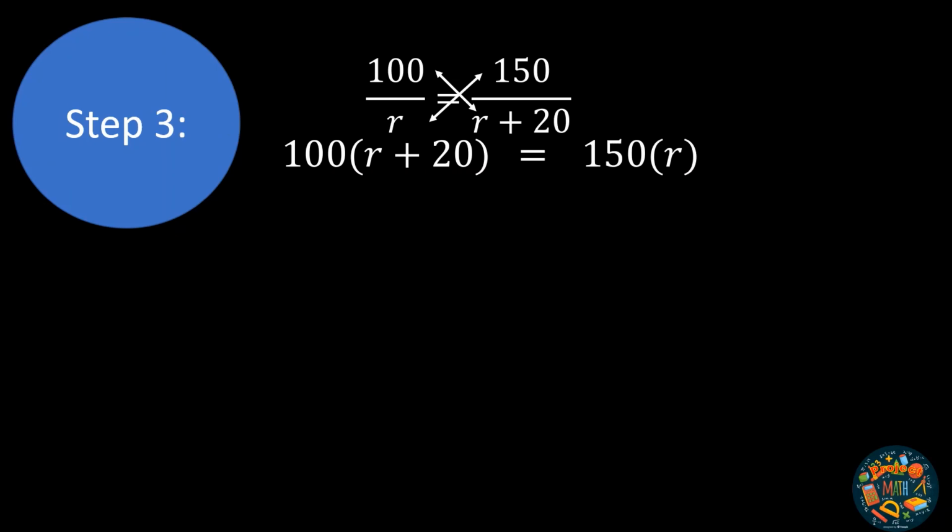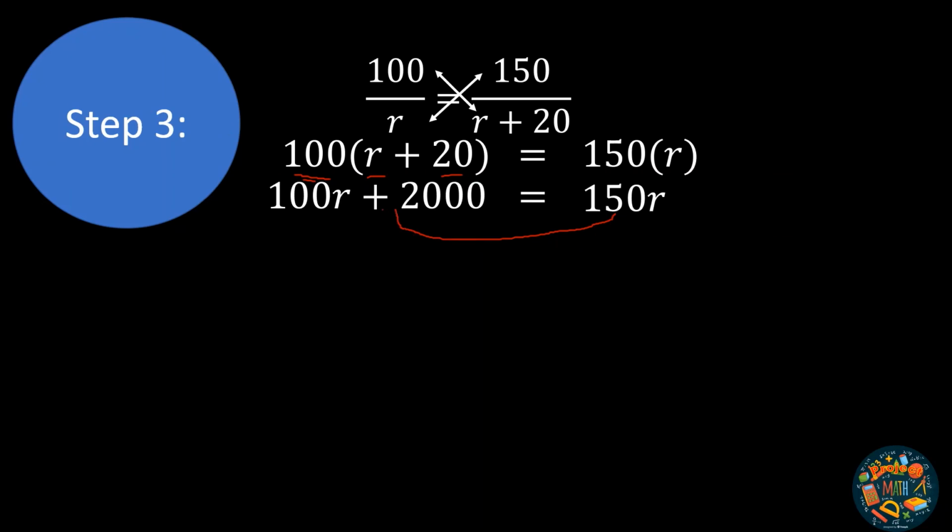So we are going to use distributive property. So multiply 100 times R and 100 times 20. So we have the result 100R plus 2000. Then equals 150 times R is 150R. Then combine similar terms. So we are going to transpose 150R to the other side of the equation and also transpose 2000 to the other side of the equation.